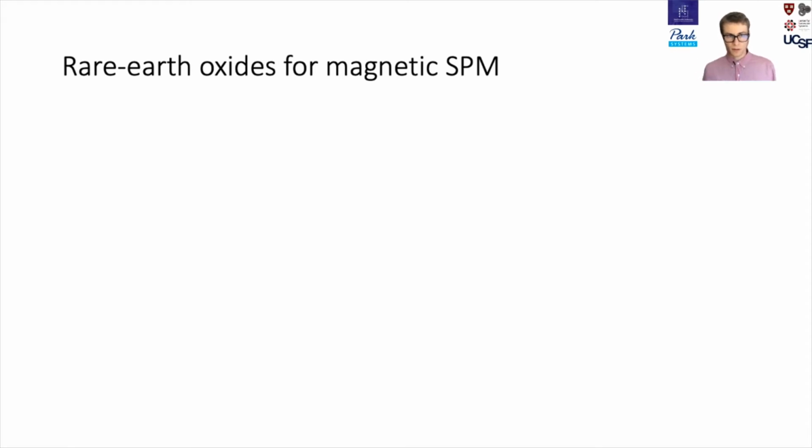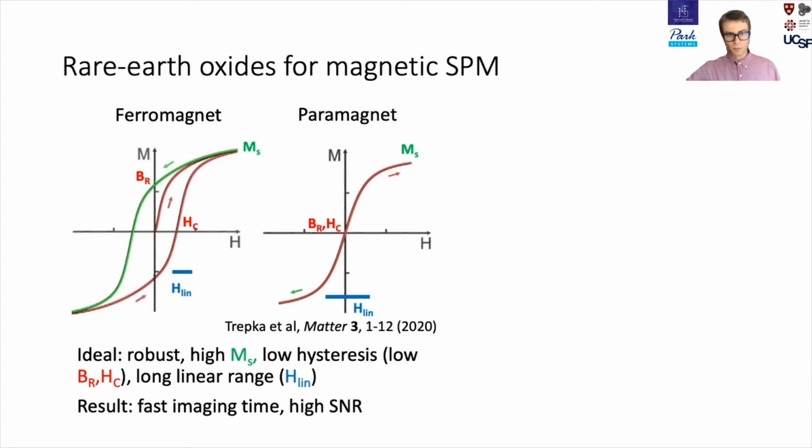Next, I'm going to discuss rare earth oxides for magnetic scanning probe microscopy. There are two basic types of magnetism; you'll notice I excluded diamagnetism. The first is ferromagnetism, a type of magnetism where after the spins are aligned, it takes some extra energy to unalign them, versus paramagnetism, where once the spins are aligned, if no magnetic field is applied, they relax back into a totally free state.